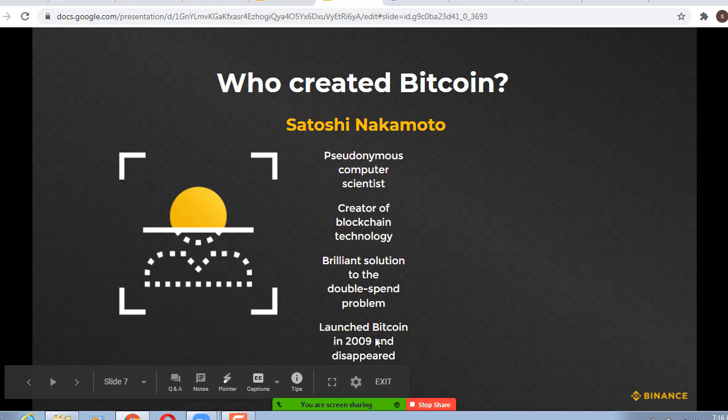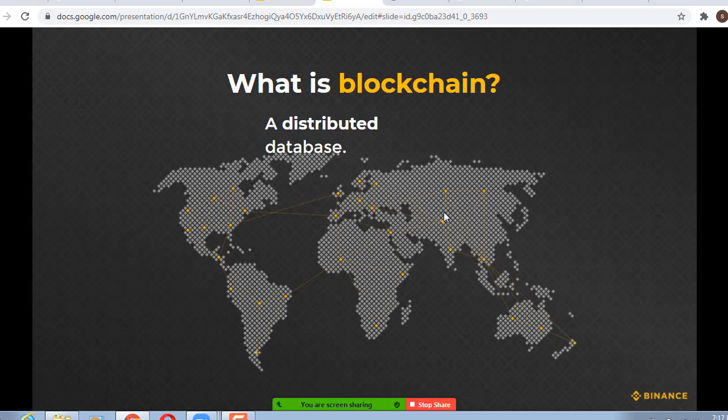And also, he launched Bitcoin in 2009 and then disappeared. Till date, nobody knows who actually created Bitcoin, either it's a person or a group of persons. But what we know is Satoshi Nakamoto created Bitcoin and developed the blockchain technology. So that's very important. Take note of it as well.